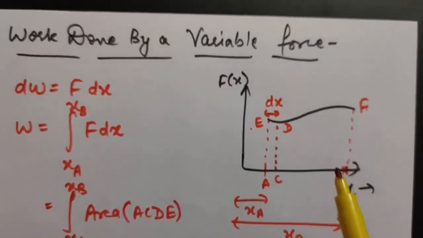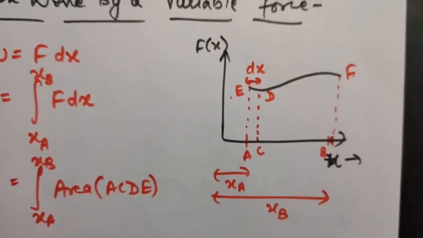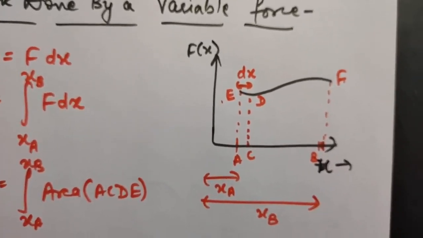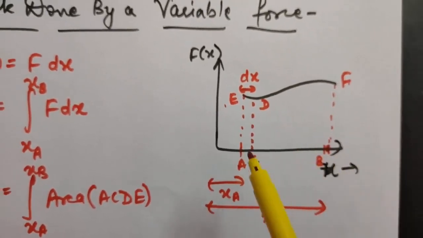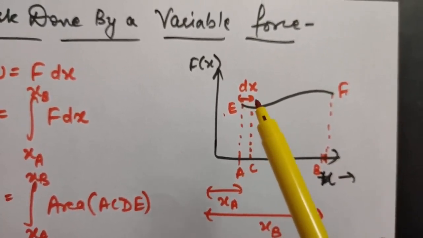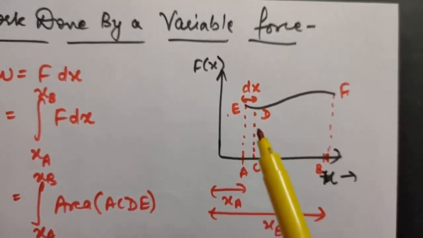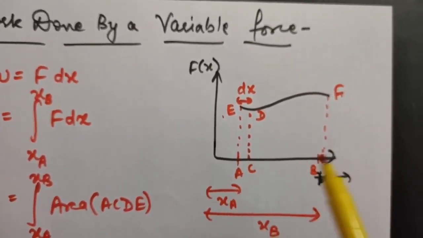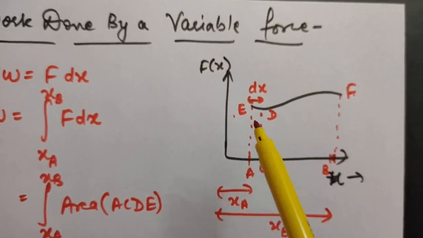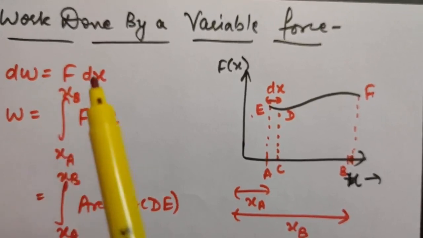To cover any distance, we can divide that distance into small displacements, right? So I am dividing this total distance into small displacements, and I am denoting ACDE by a small displacement dx, or you can say DE is a small displacement dx. This whole distance is covered by such small displacements only. So can you calculate the work done for traveling this dx displacement? dW will be nothing but force into displacement, so that is F dx.